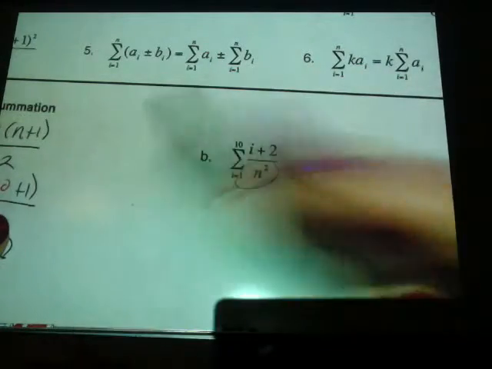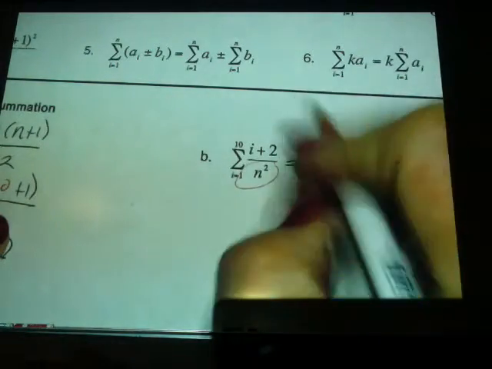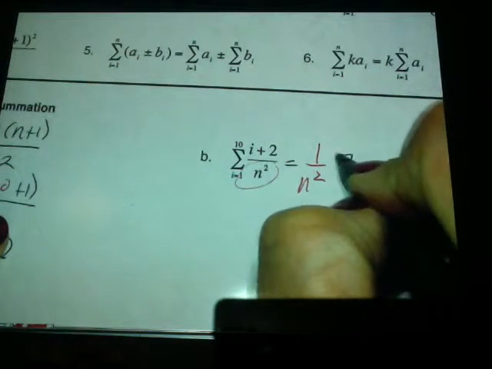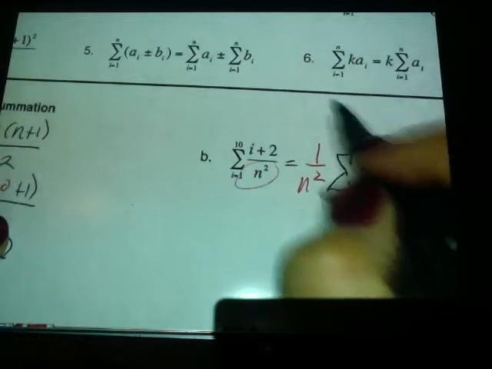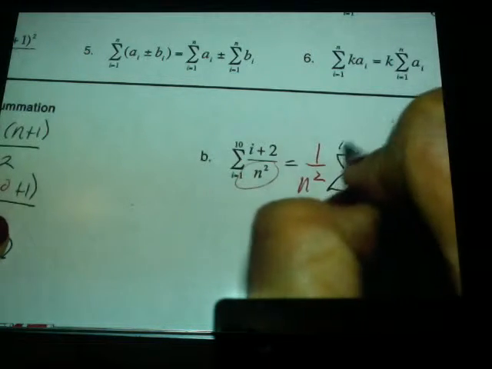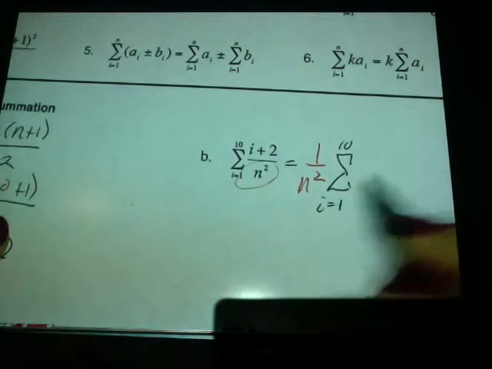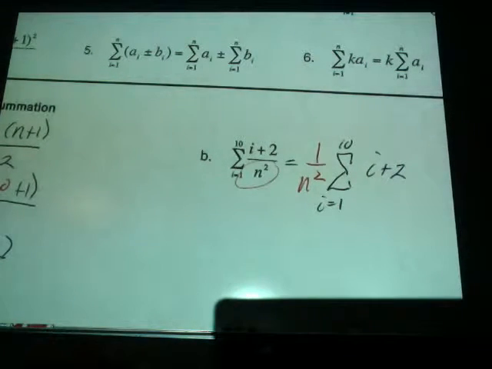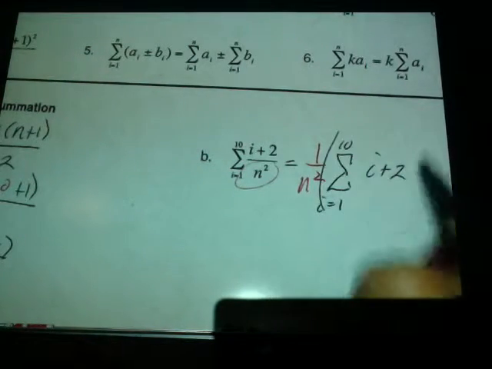So it becomes 1 over n squared times, and then we have our funky little summation with a 10 up top and i equals 1 here, and then instead I have i plus 2. Well, I still don't have anything there that says i plus 2. Oh, and by the way, I want to put parentheses around all of that.